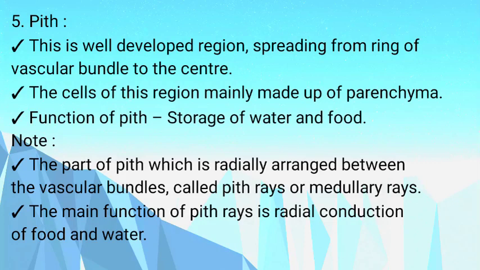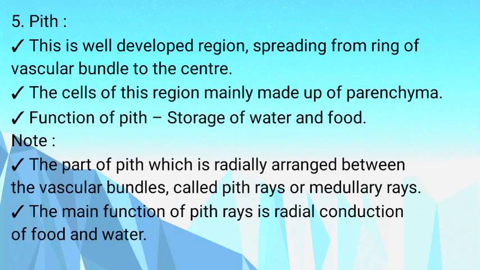Note, the part of pith or medulla which is radially arranged between the vascular bundles is called medullary rays or pith rays. The main function of medullary rays is radial conduction of food and water. Here you have to remember the pith or medulla is well developed in dicot stem and it is made up of parenchyma. The function of medulla is storage of water and food.